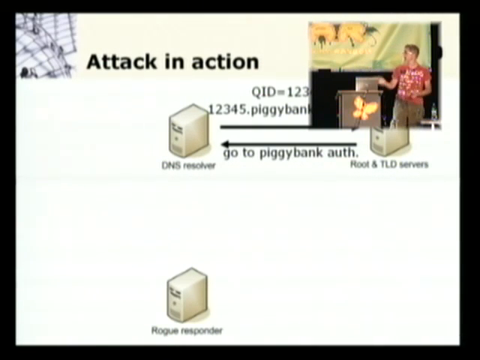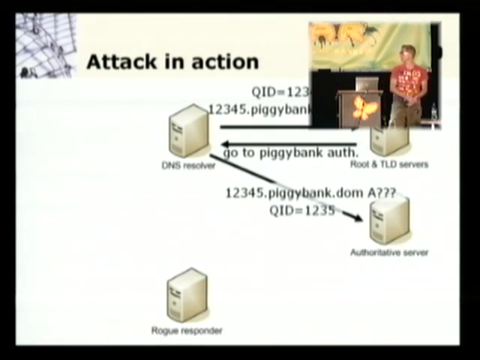The servers that it queries will tell it, well, you need to go to the piggybank authoritative name server. So it sends the piggybank authoritative name server a request which has a query ID and a source port, etc., and says to the authoritative server, can you tell me where can I find 12345.piggybank.domain? Now remember, that will not exist, but it takes some time for the authoritative server to answer.